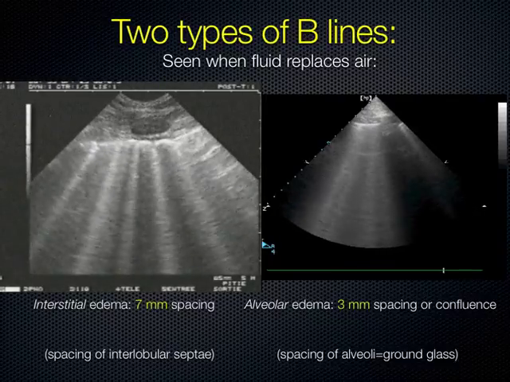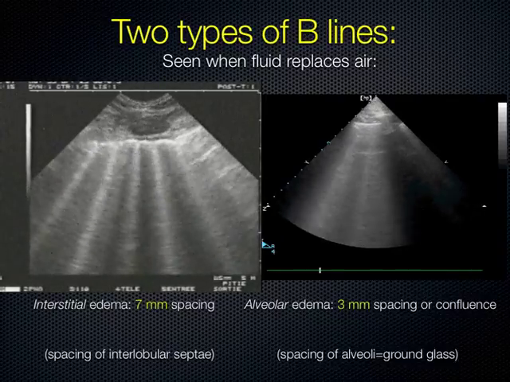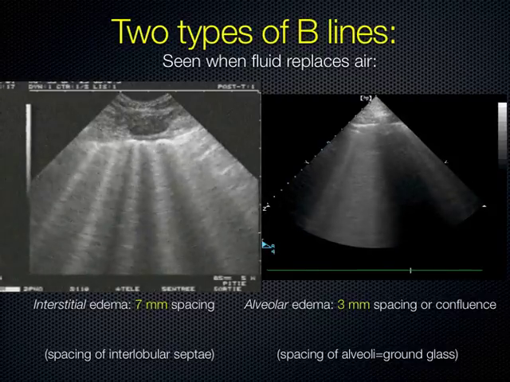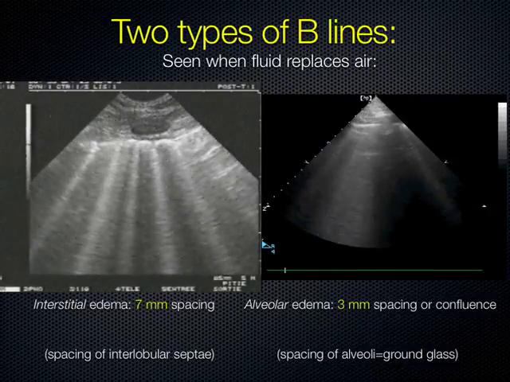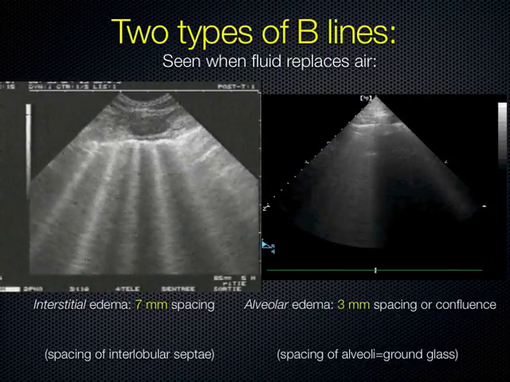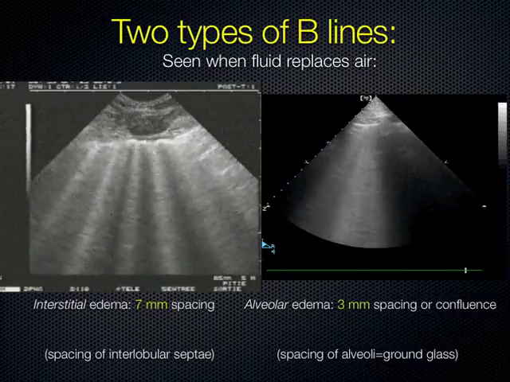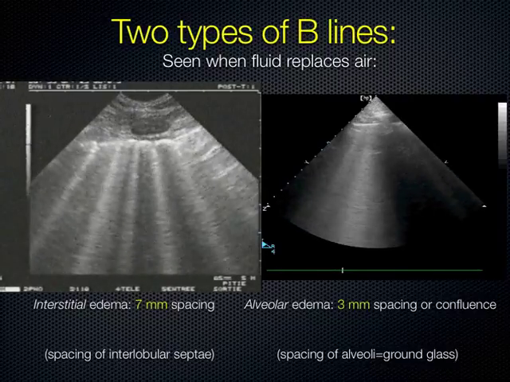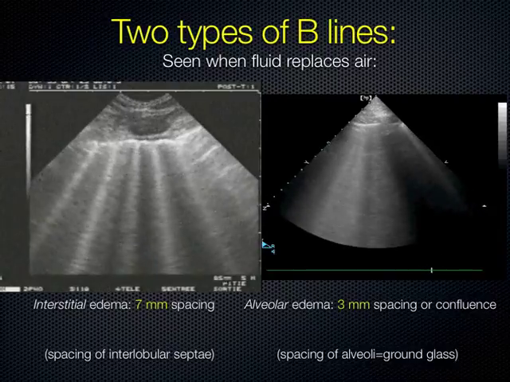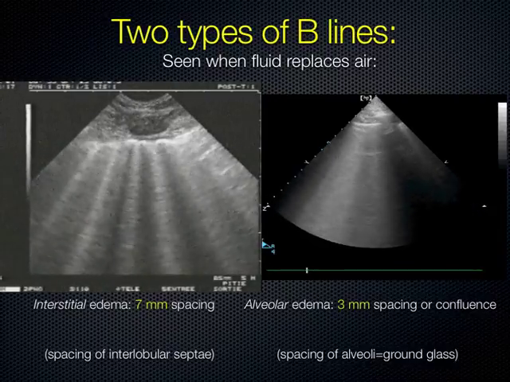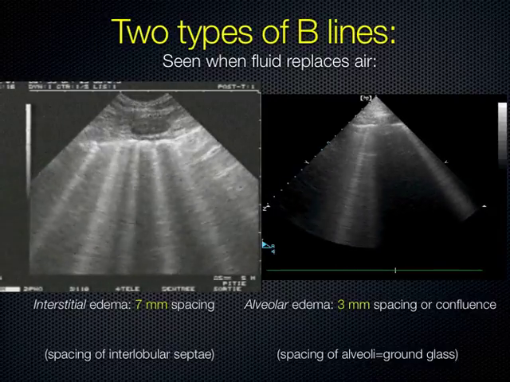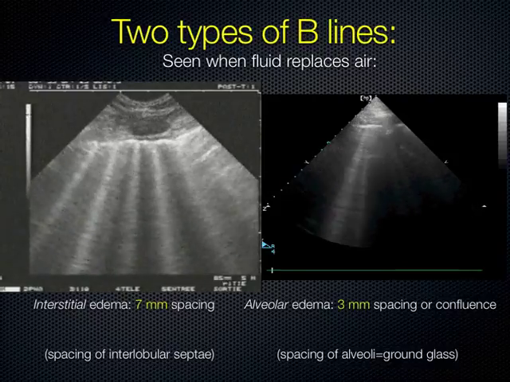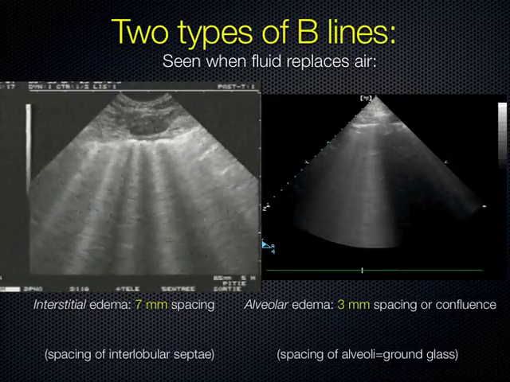The one on the right that looks more fine and diffuse, that's when you progress from just interstitial edema into alveolar edema or ground glass or more significant pulmonary edema, so that the fluid is actually in the alveoli, and that means the alveoli are spaced only about 3 millimeters apart, so you have just a kind of a diffuse B line. Appreciate the difference there? Okay.